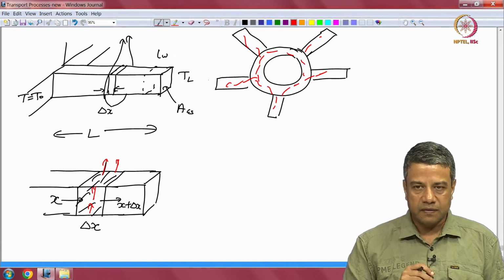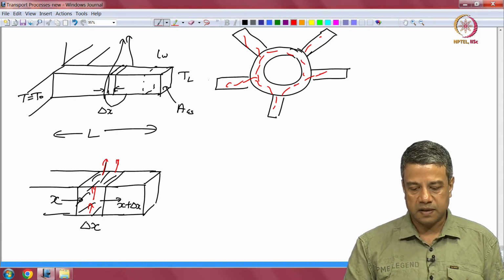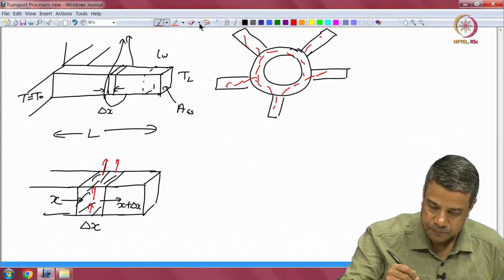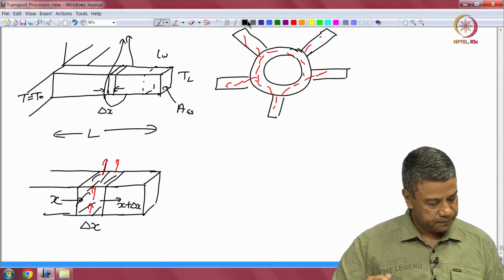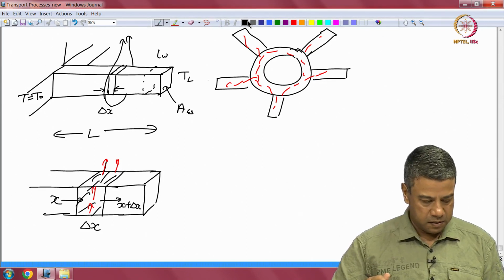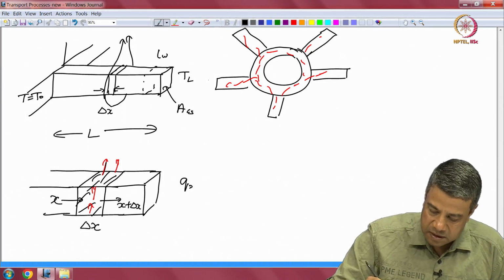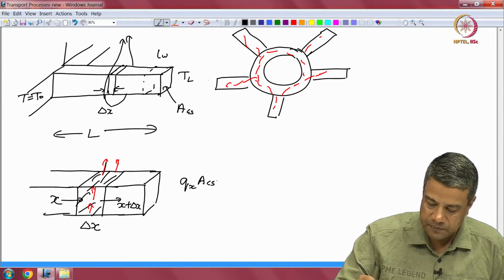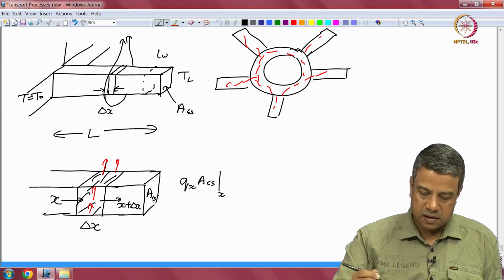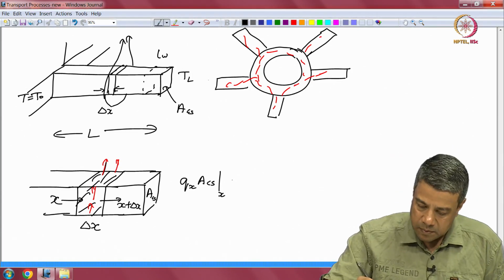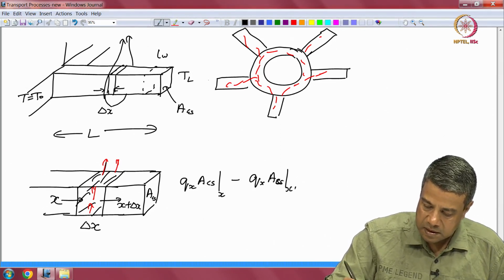I will not derive the details, I will just show you how the differential equation can be derived, which takes into account the effect of natural convection, and how we get the characteristic length scale in this particular case. So, what is the energy balance for this? The energy flux in the x direction times the cross sectional area at the location x. ACS is this cross sectional area, minus the energy out times ACS at the location x plus delta x.